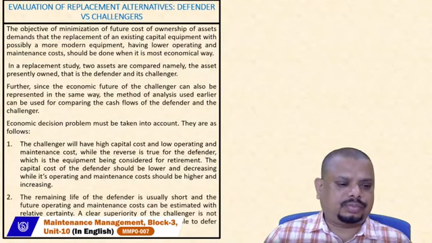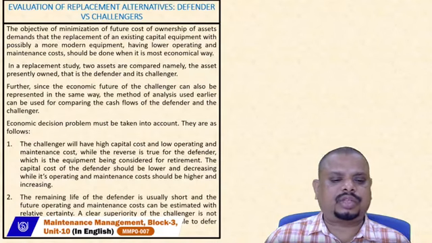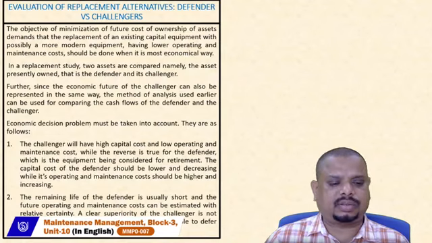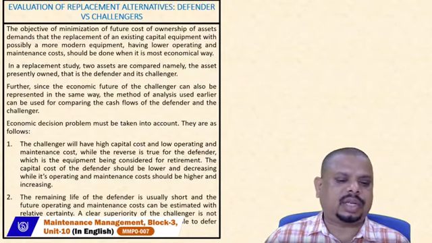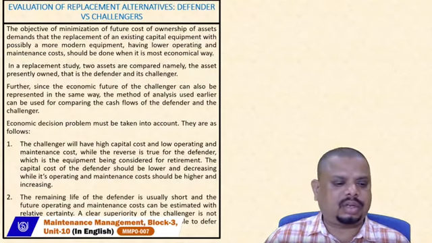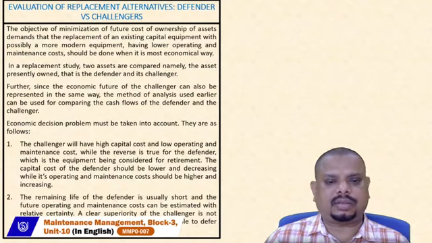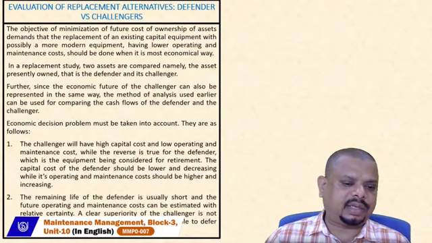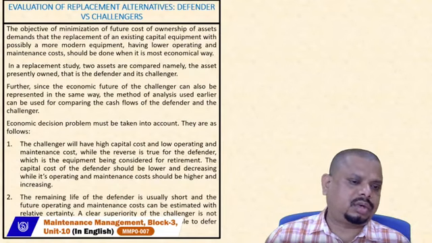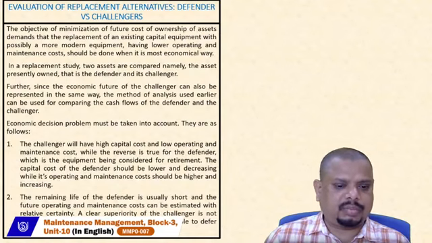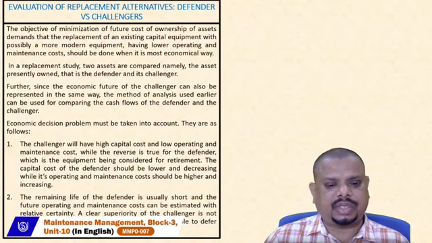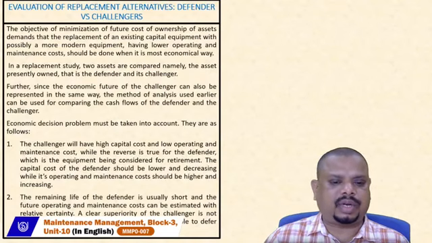The next is point number 2. The remaining life of the defender is usually short, and the future operating and maintenance cost can be estimated with relative certainty. So a clear superiority of the challenger is not brought out by the analysis. It is advisable to retain the defender in the replacement decision and review it a year later. So from the initial days, the defender should not be implemented as an asset with reference to replacement policies. But when the aging factor is applied to the machines and components, you can also take the replacement decision with the help of defenders.